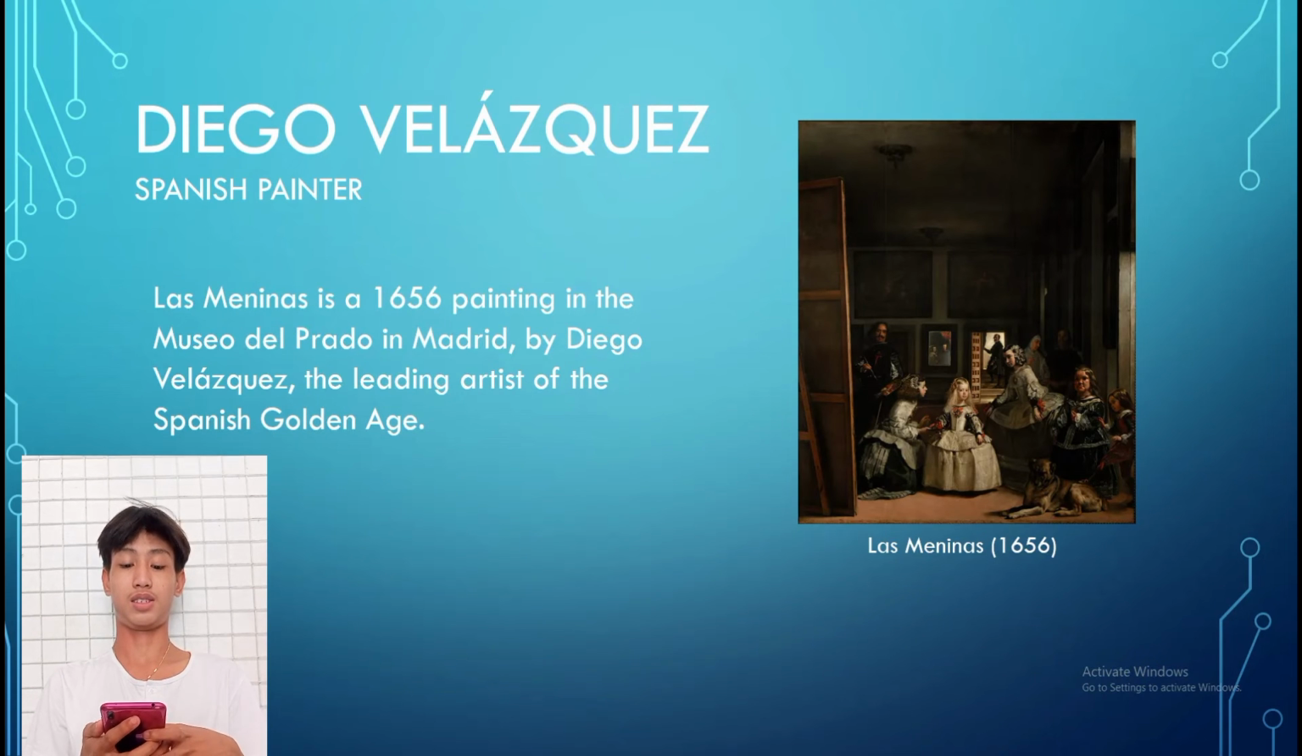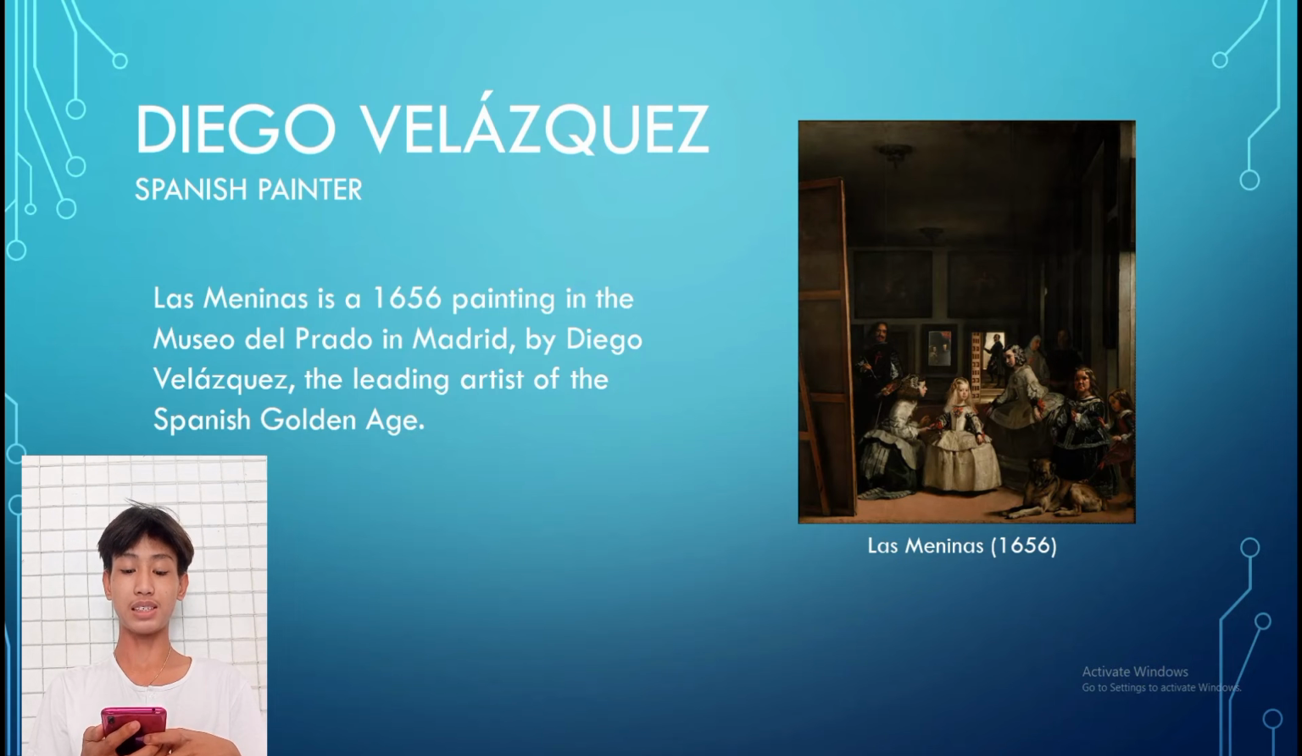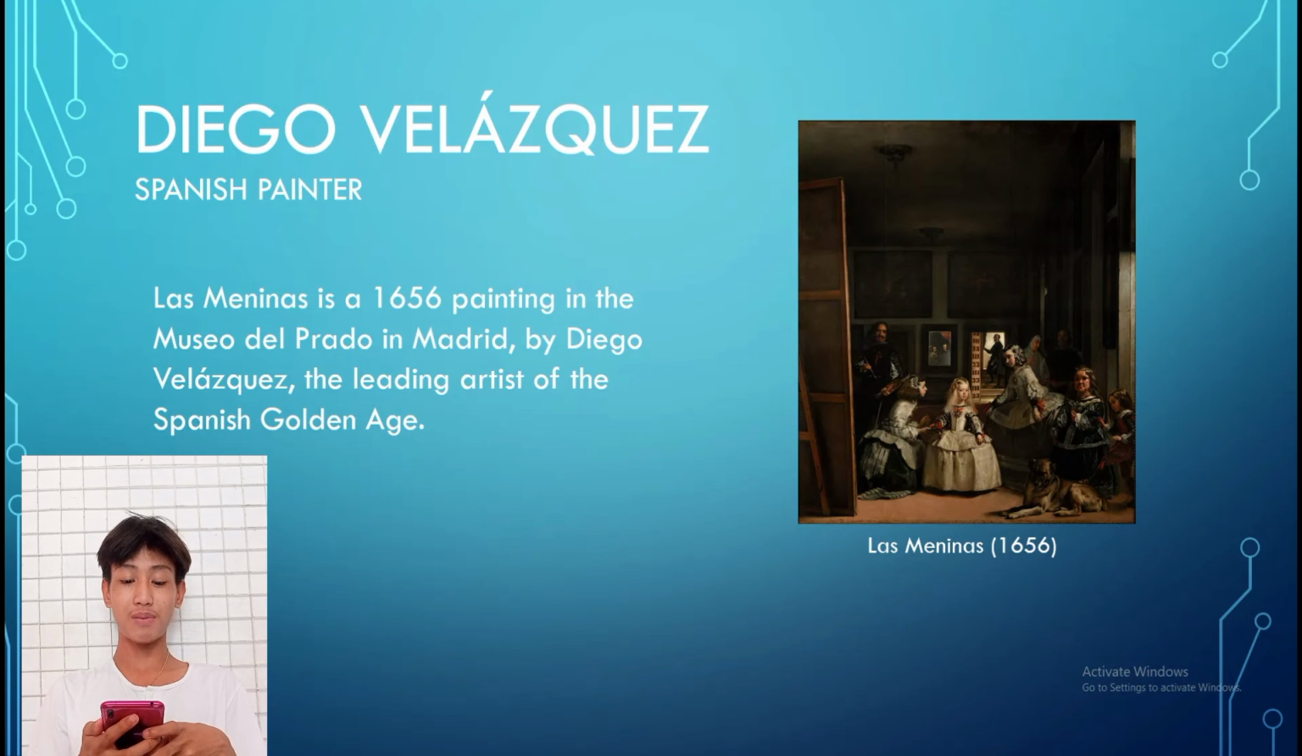Diego Velázquez, Spanish painter. Las Meninas is a 1656 painting in the Museo del Prado in Madrid by Diego Velázquez, the leading artist of the Spanish Golden Age.